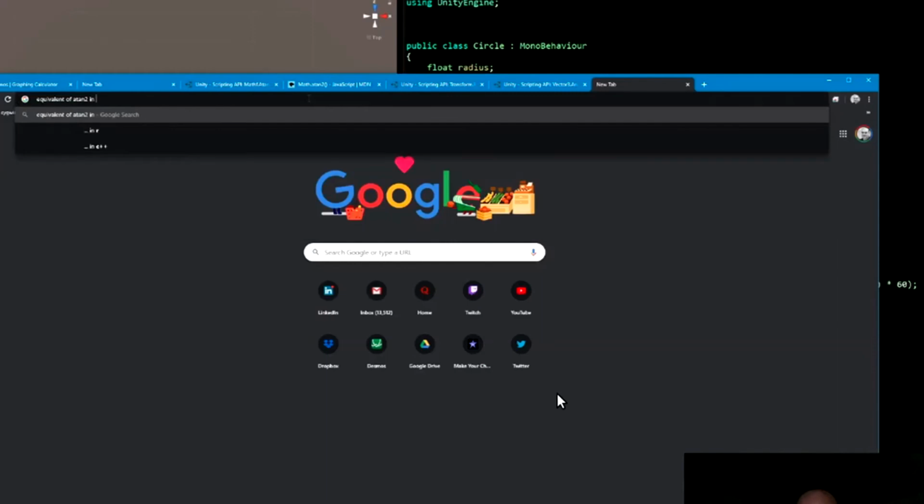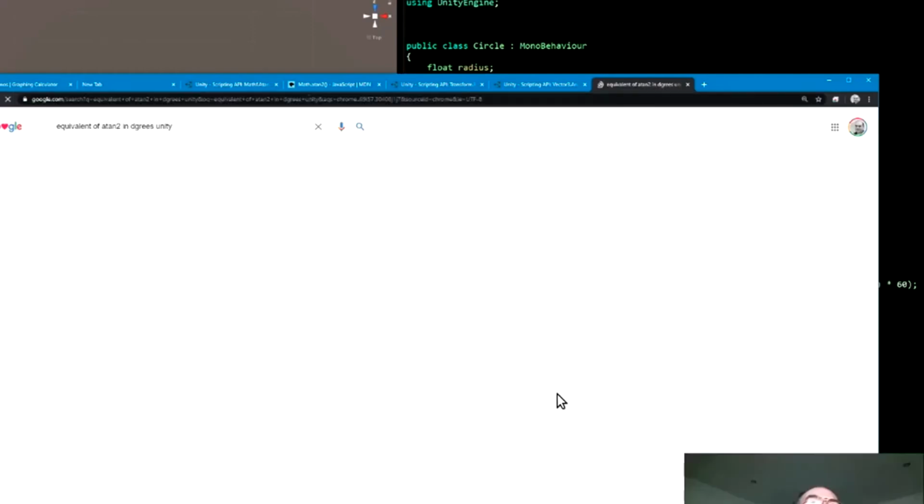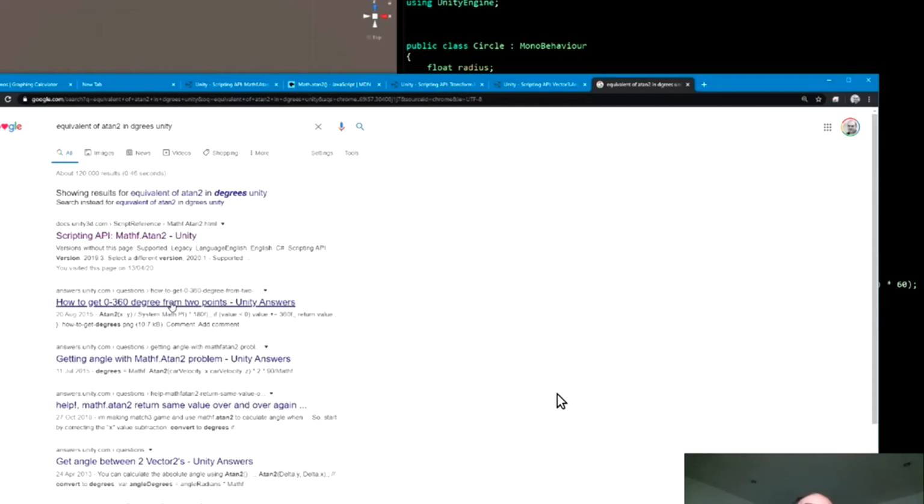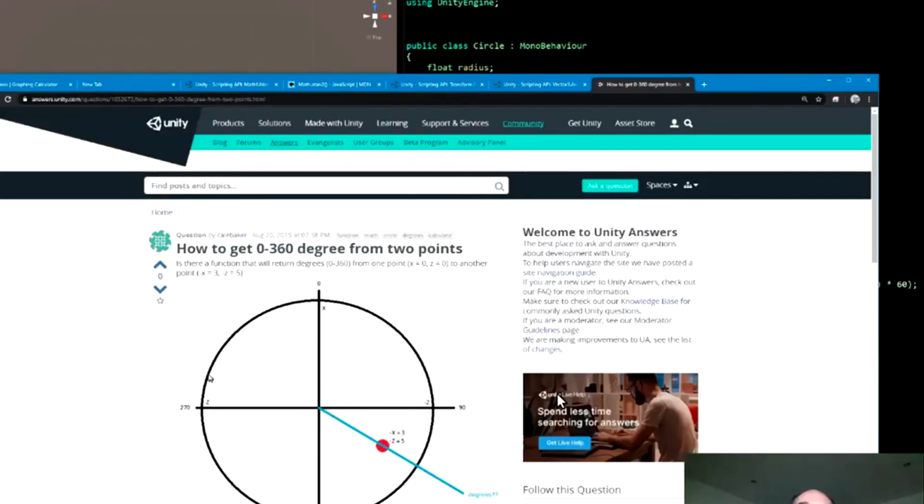So what I want to know is the equivalent of atan2 in degrees in Unity.